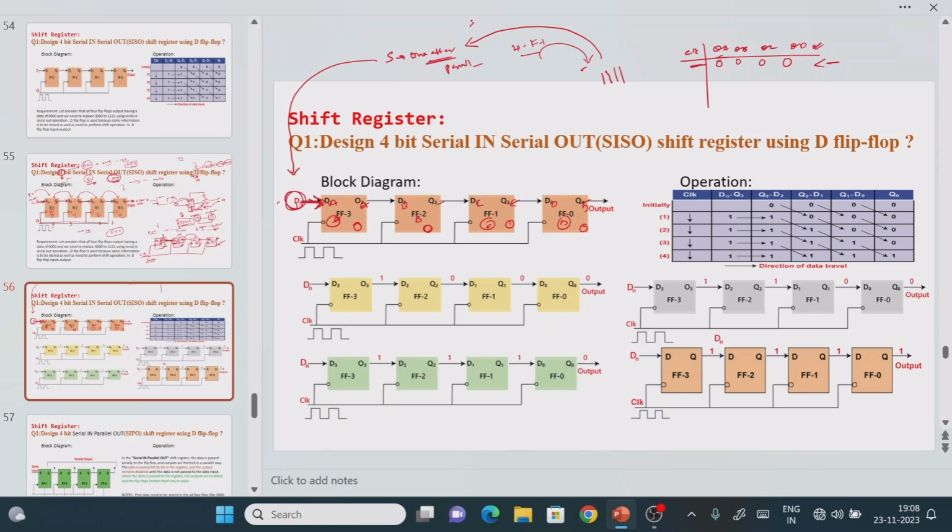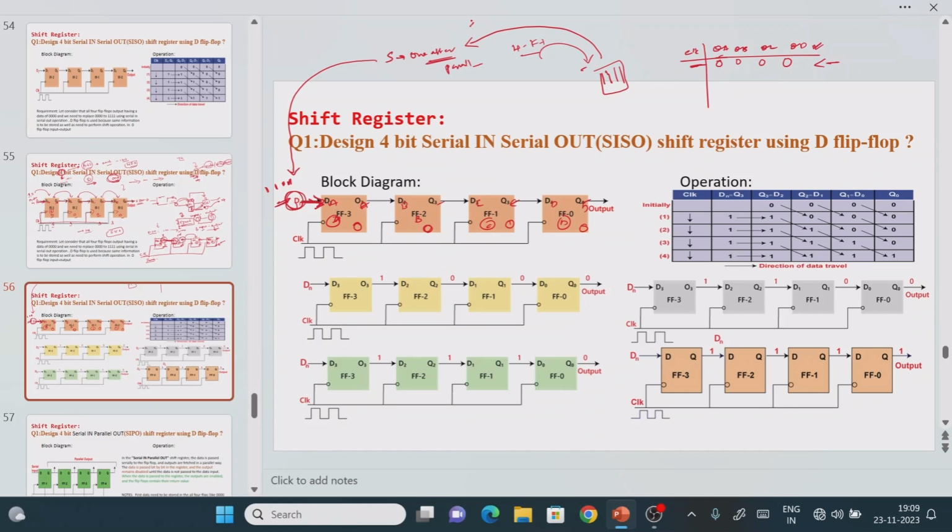Now if you want to give this data externally, you cannot pass all 4 ones at a time. Only for the first clock pulse a single one, after the second clock pulse a single one, the third clock pulse a single one, the fourth clock pulse a single one. Like this you can pass, because it is a serial operation, not a parallel operation.